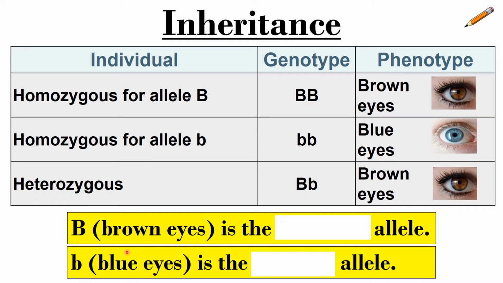And down here, big B, brown eyes, is the dominant allele. And we know that because of this information here. So if you only have one copy of it, then you express the characteristic, you have brown eyes. So that shows that it's dominant. Whereas small b, blue eyes, it's recessive because the characteristic is only apparent if the person has both alleles. Okay.